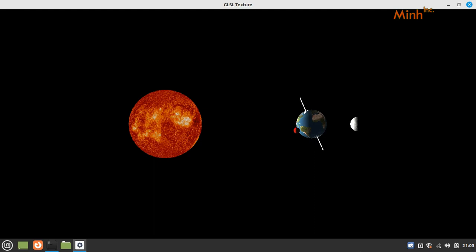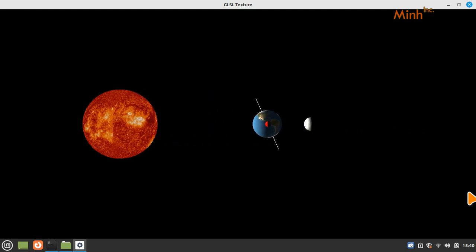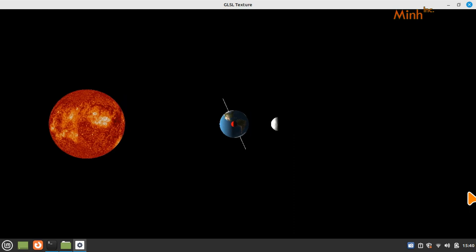Later we'll see Mr. Moon's effect, how it changes the scenario. So we'll continue on to the moon's rotation. If we see the moon, the moon rotates around Earth.